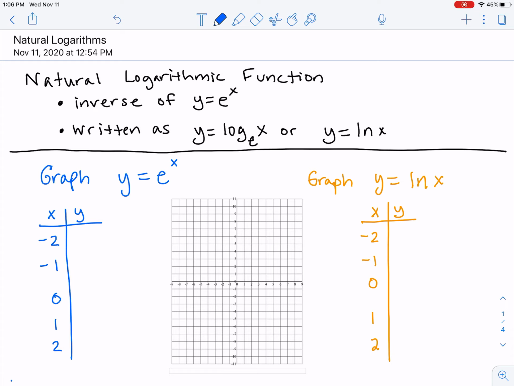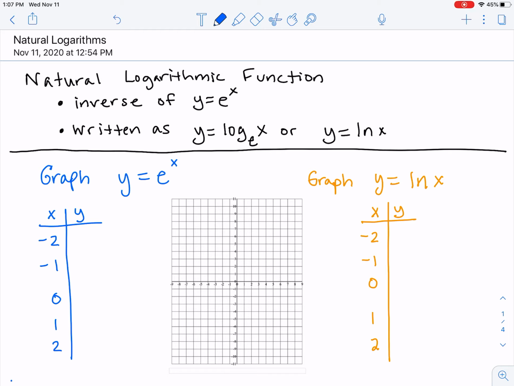So the objective of this video is to be able to evaluate and simplify natural logarithmic expressions and to be able to solve equations using natural logarithms. So before we get to all of that, I would like to talk about what a natural logarithmic function looks like. Okay, so there's a couple things that we need to know.